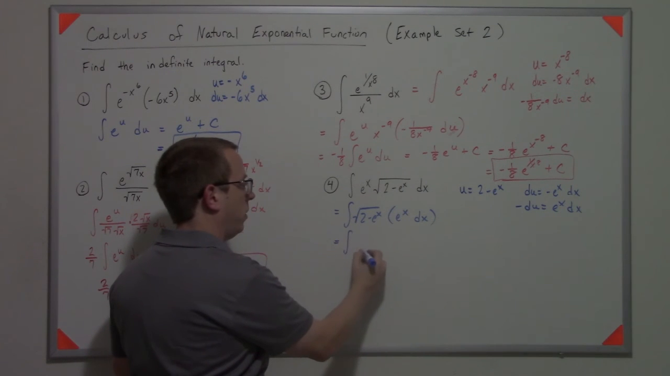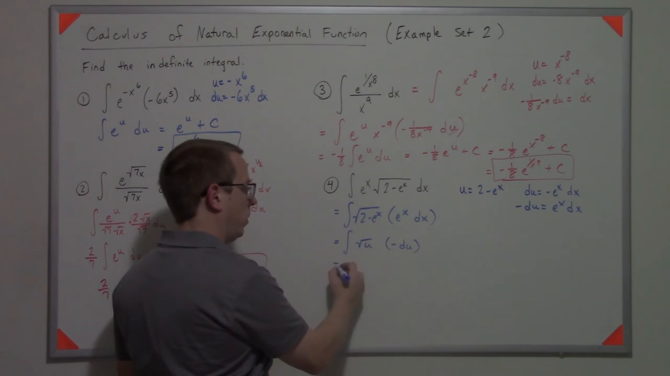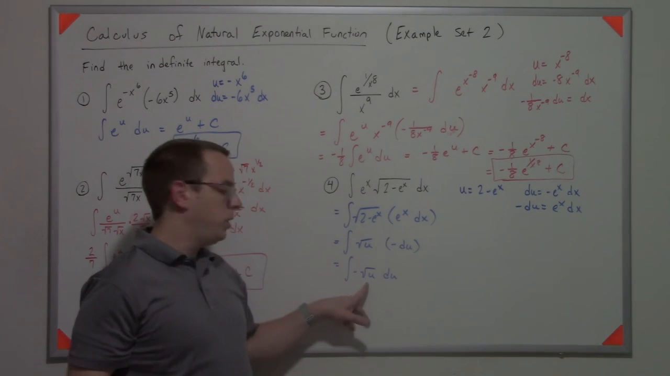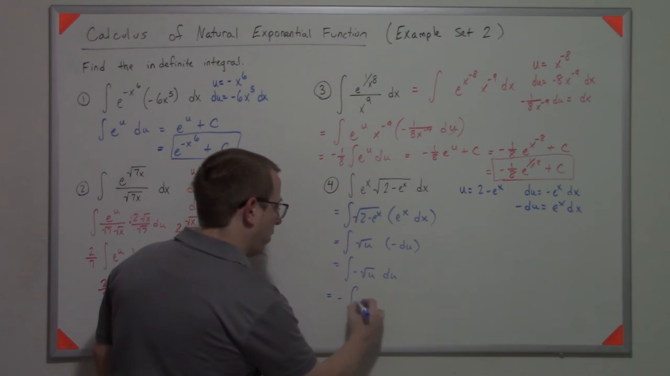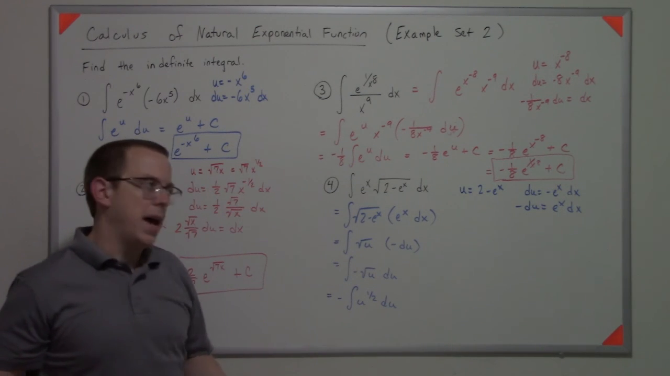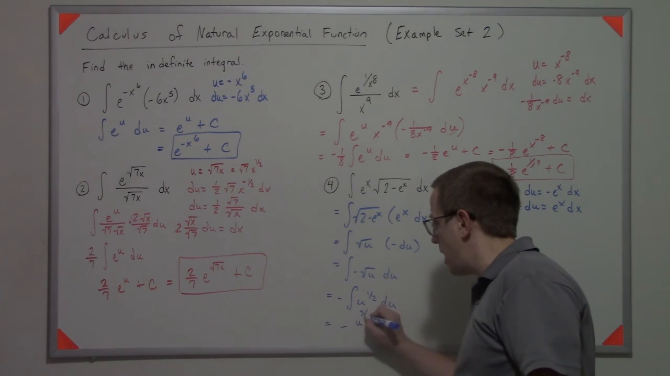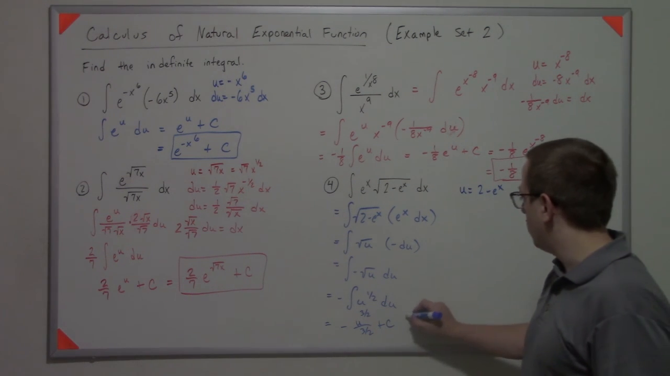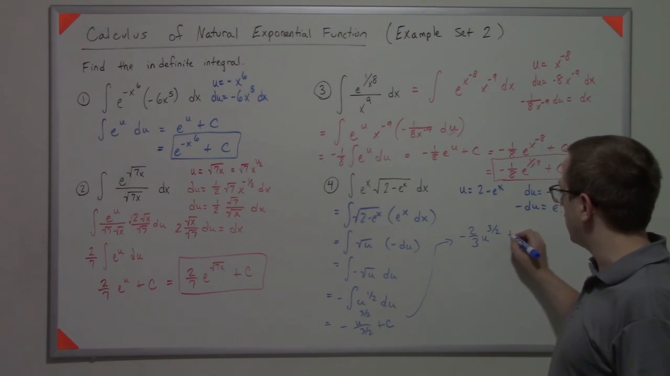We end up with square root of u times negative du, negative square root of u du. Now, we don't want that. We want u to the 1/2, right? Square roots are not fun. So I'm going to pull that negative out here, u to the 1/2 du. And then we just add, so we say negative u to the 3/2 divided by 3/2 plus c. But that's pretty ugly, so we bring that up and say negative 2/3 u to the 3/2 plus c.